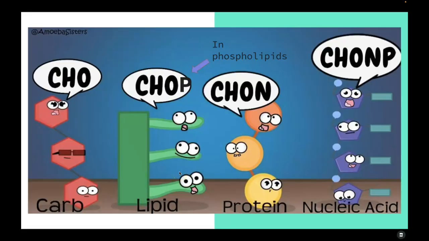What are they made out of? You can memorize CHO, CHON, and CHOMP, although lipids have phosphorus, and proteins also have sulfur. But that's just a way to quickly remember that.